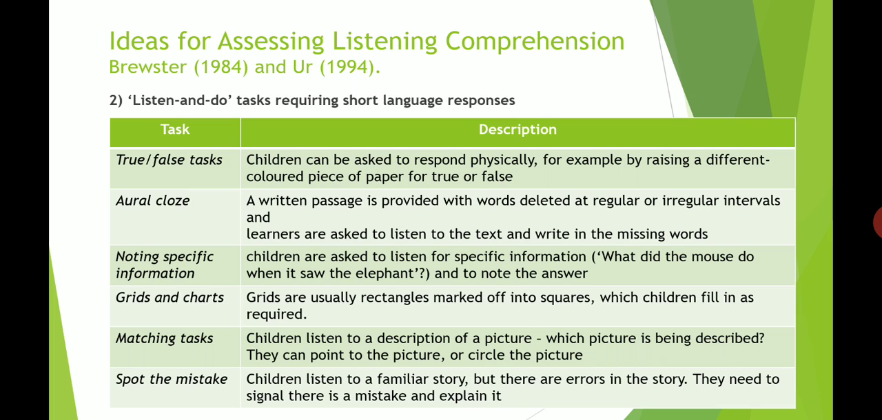Grids and charts. Grids are usually rectangles marked off into squares, which children fill in as required. Matching tasks. Children listen to a description of a picture. Which picture is being described? They can point to the picture. Spot the mistake. Children listen to a familiar story, but there are errors in the story. They need to signal that there are mistakes and explain them. So those are the kinds of tasks requiring a short language response.